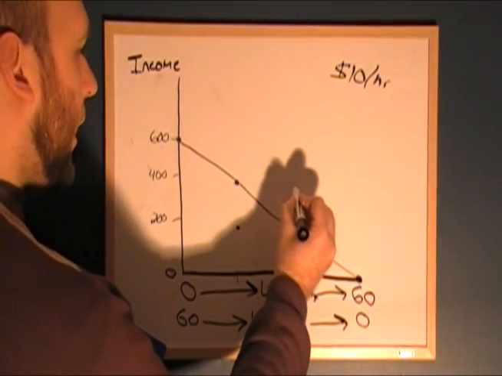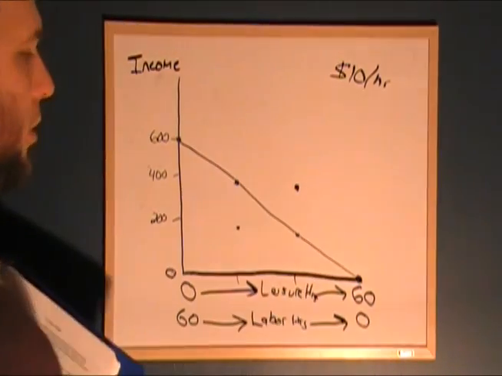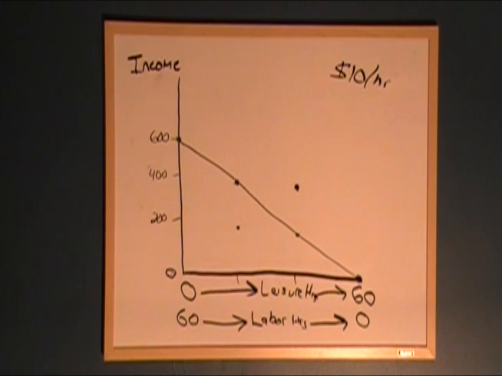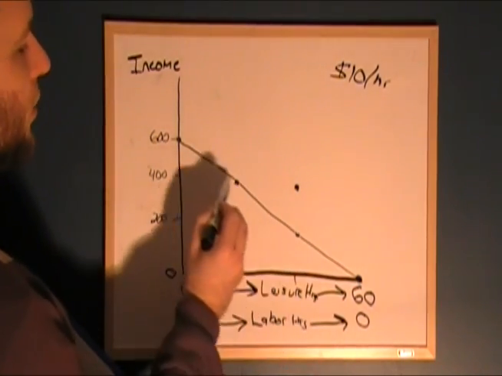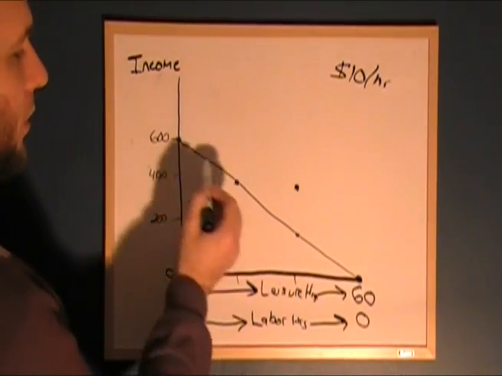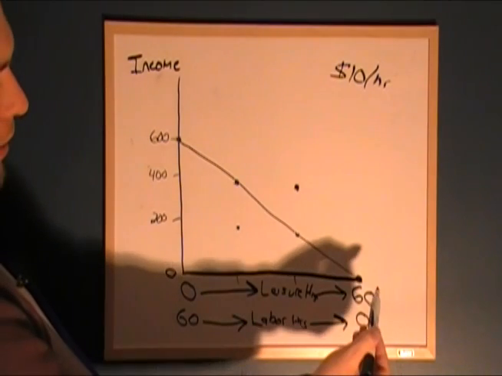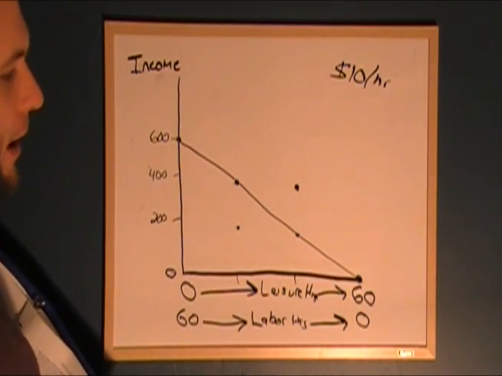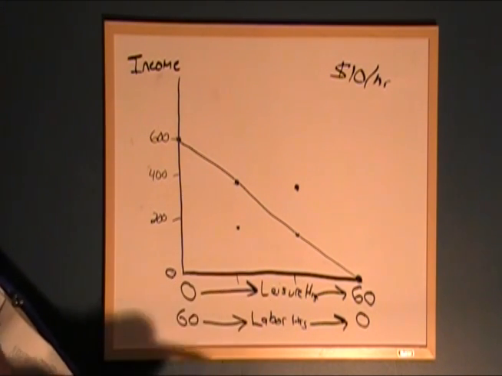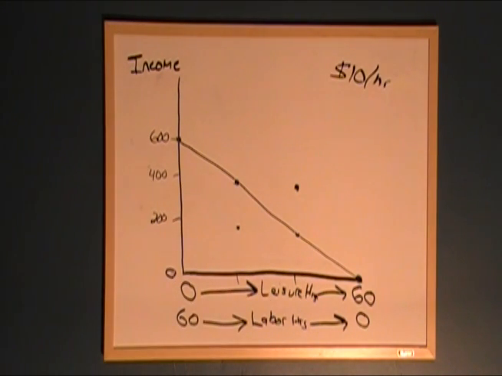Are you going to work at a point where you're working only 20 hours a week and making $400? The answer again is no. Somebody is not offering you $20 an hour to work. So it's in your best interest to work somewhere on this budget constraint. You'd love to get beyond it, but unless there's an increase in your wage, it's not going to happen. And you do not want to work beneath your budget constraint.